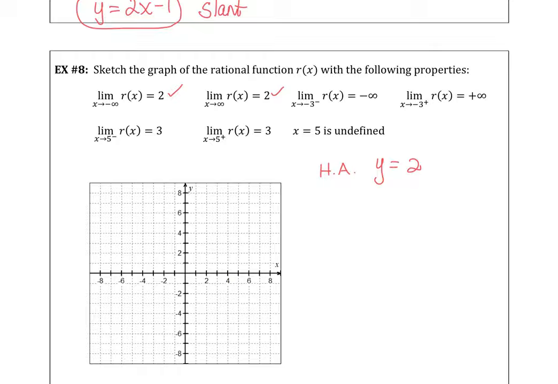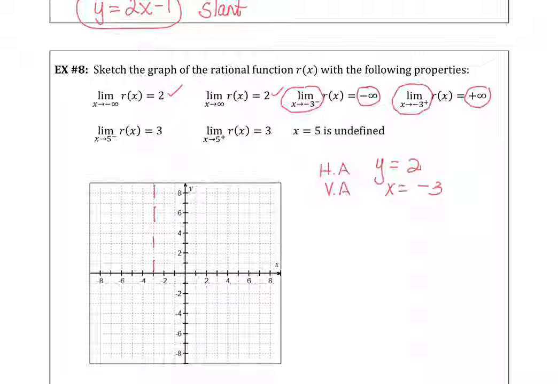There is a vertical asymptote, it looks like, at -3. I got that from this statement here, -3 from the left and the right, unbounded behavior up and down. So we could go put the -3 here as our vertical, and 2 is the horizontal.